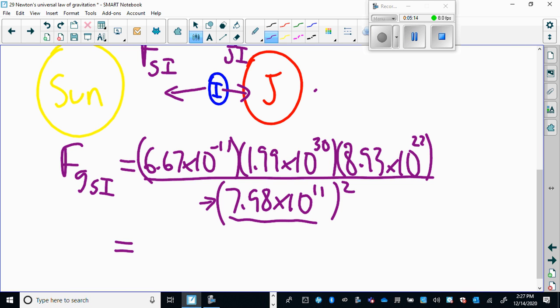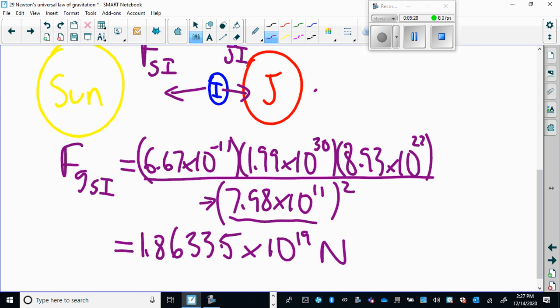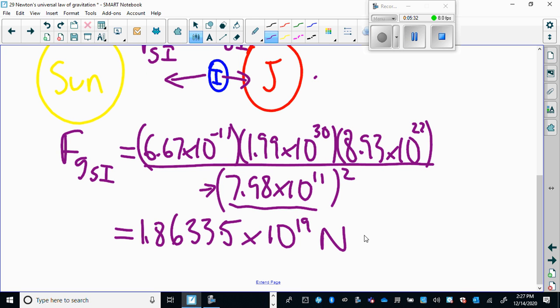And that correct answer is 1.86335 times 10 to the 19 newtons. So pretty big force between the Sun and Io. Then we're going to do exactly the same thing, but this time between Io and Jupiter.